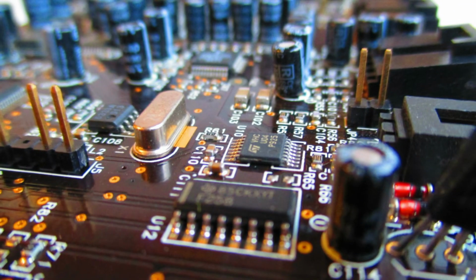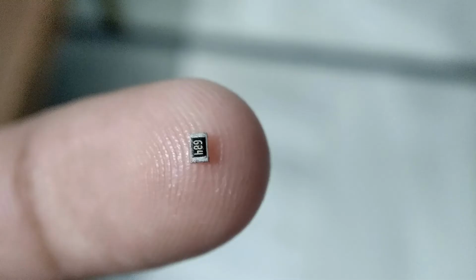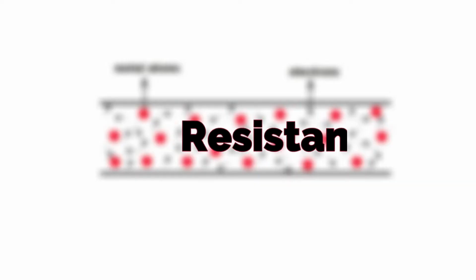If you're an electronic hobbyist like me, then you might be familiar with this passive component called a resistor. In this video, I will explain about the resistor, which is often used in electronic circuits. First of all, let me introduce you to the main concept behind the resistor, known as resistance.